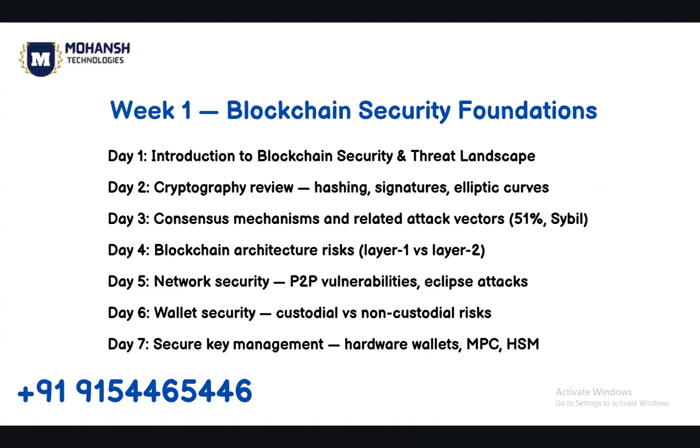Day two, we are going to be giving the cryptography review, hashing, signatures, and elliptic curves. And day three, consensus mechanisms and related attack vectors, 51% attack, Sybil, sorry. And coming to day four, blockchain architecture risks, so layer one versus layer two. And day five, network security, P2P vulnerabilities and Eclipse attacks.